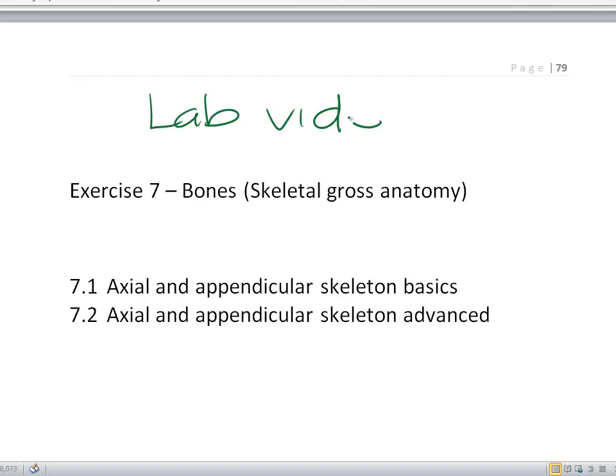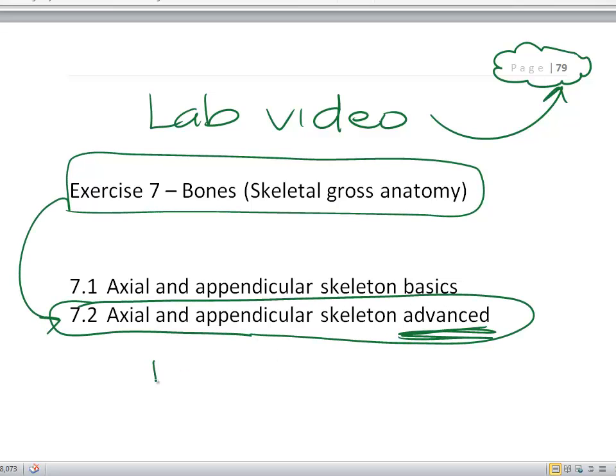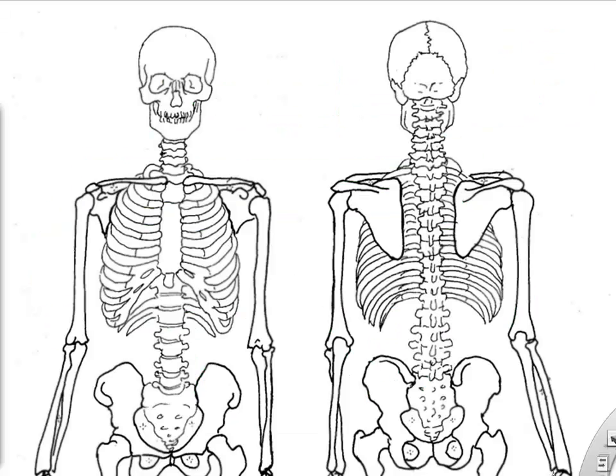This is a lab video. We're going to cover exercise 7, specifically 7.2, which is the advanced skeleton. We're also going to cover exercise 8, which is the joints. And we're using our lab manual. If you're looking for the page, it's page 79.